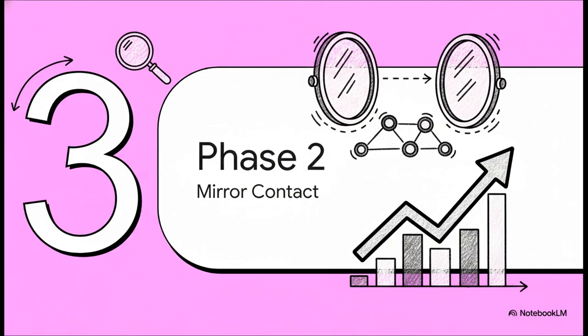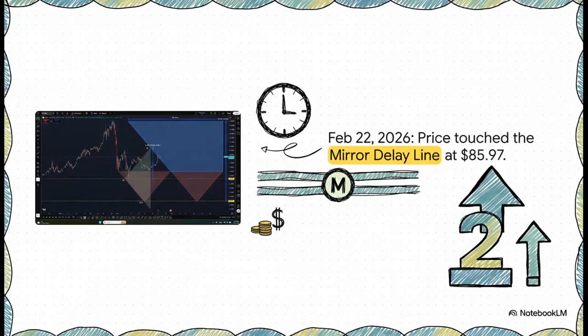Okay, so with the plan set, the market started to move. And that brings us to the very next documented milestone in this cycle, phase 2, which is known as mirror contact. Just a few weeks later, on February 22nd, the price action reached a key geometric boundary. You can see it right there on the chart. The price came up and touched the mirror delay line at nearly $86. This precise contact is exactly what the system defines as the completion of phase 2.